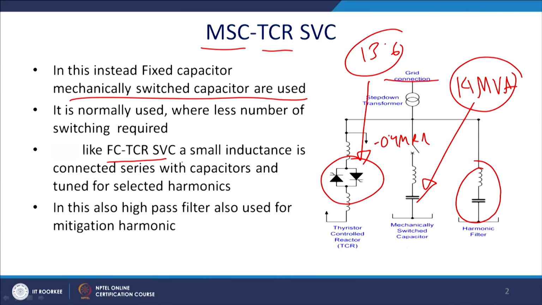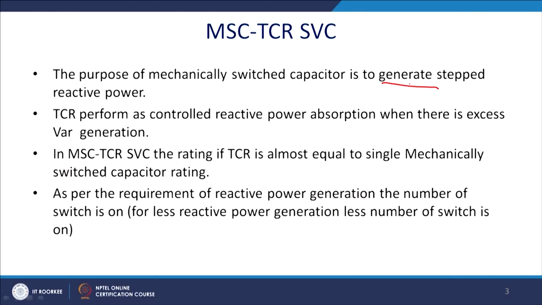It is the same as the fixed capacitor TCR SVC: a small inductance is connected in series with the capacitor and tuned for the selected harmonics, and apart from that there should be a harmonic suppression filter. It is also a high pass filter used for the mitigation of harmonics. Now, the purpose of the mechanically switched capacitor is to generate stepped reactive power. We will show in the next slide when it is switched on. So, reactive power capability will change, because you are increasing the admittance of the line, thus more current will flow and you will inject more MVAR.